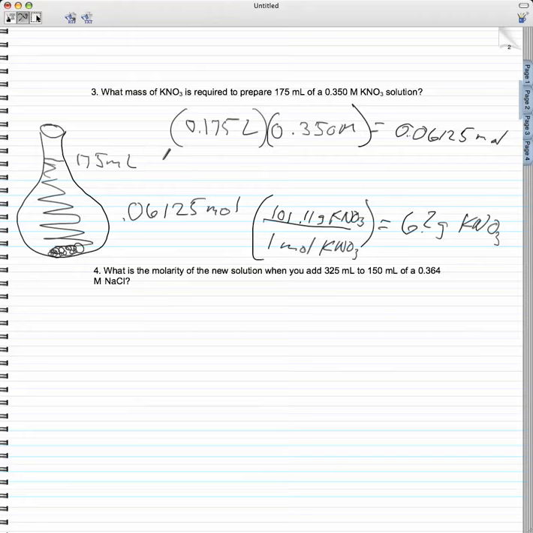Okay, let's take a look at the next part. So this is a dilution here, where we already have a solution, but we're adding more water to it. So let's think about what we're changing and what we're not changing. We're going to change the volume, right? Because we're adding 150 milliliters to something that was 325 milliliters. We're not changing the moles of NaCl that we had there, so that's going to stay the same. Whatever we started with, we're going to end up with, it's just going to have a bigger volume, so by association we're also going to decrease our molarity.